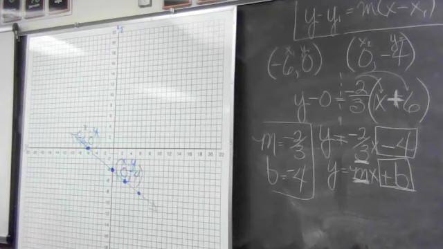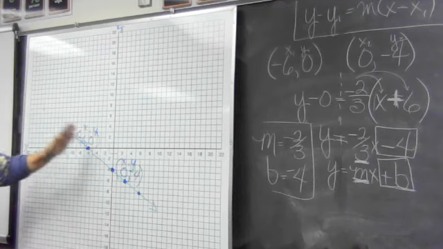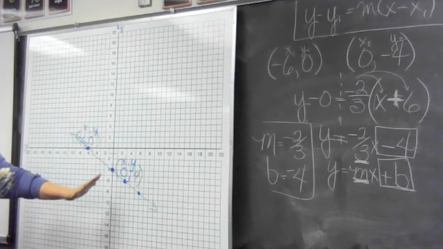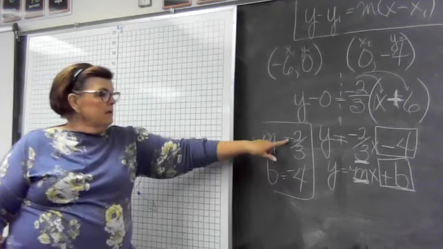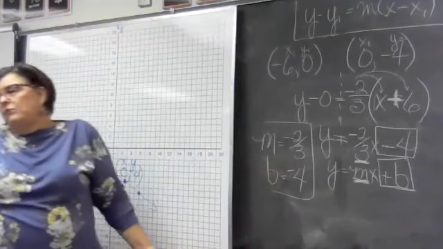One more thing I would like for you to notice here. What type of slope is this? Starts high, goes low. Starts high, goes low is a negative slope. Look at the slope. Negative slope. Those have to match too.